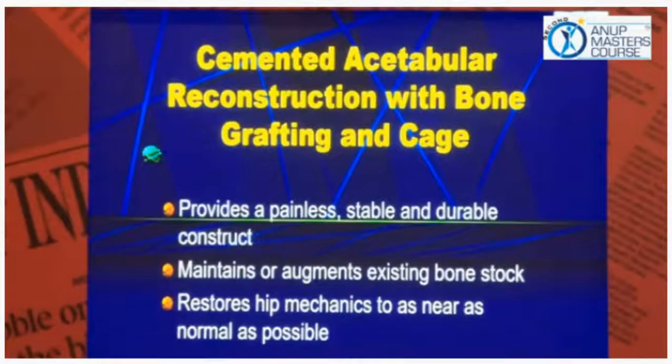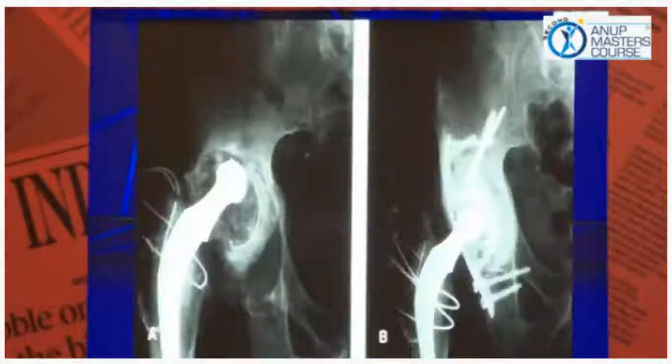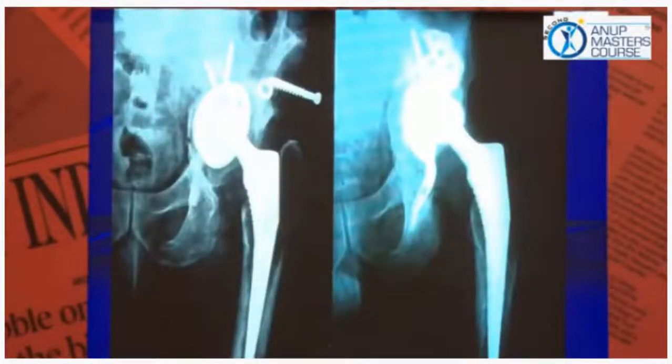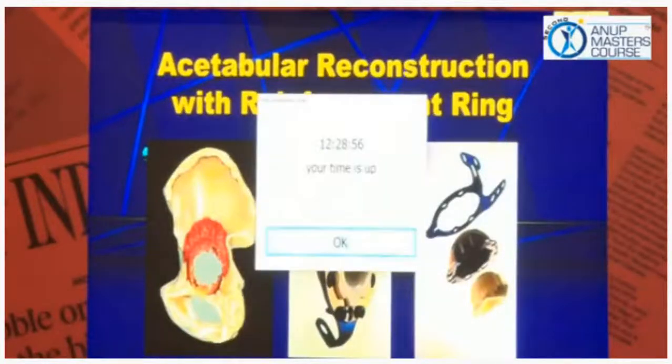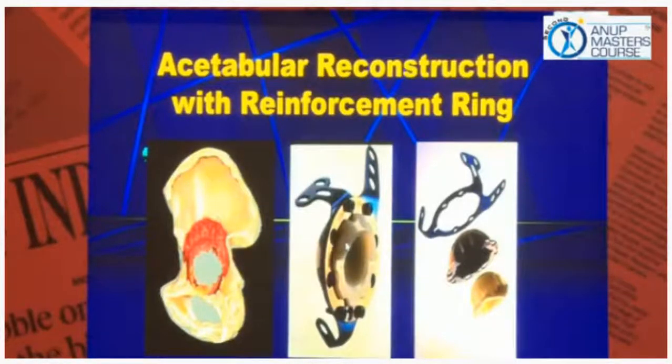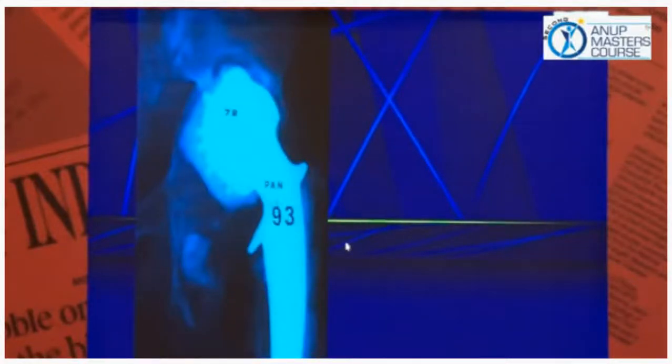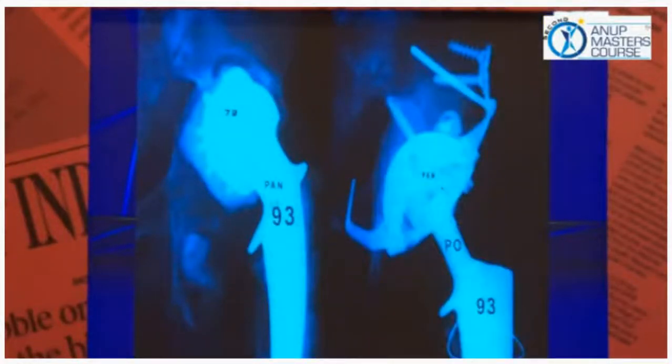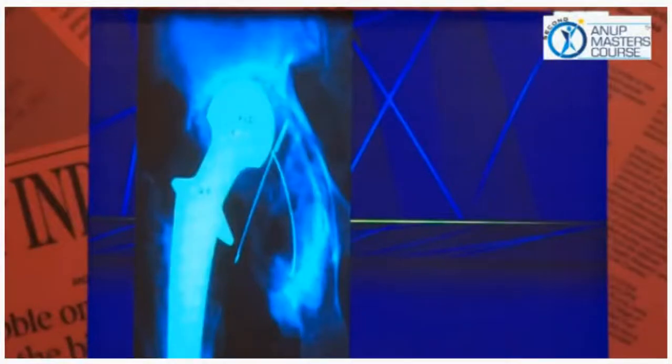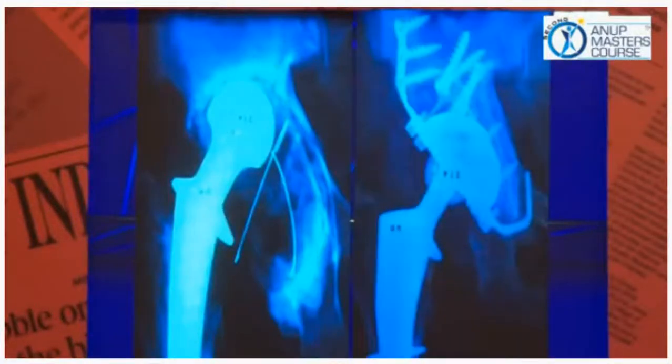Bone grafting and cages are generally on the decline, but in certain instances you may still need to use them, as in this example. Yet another example of a complex acetabular reconstruction with a cage. The rings may be used as well. Example here, treated with an octopus ring. Another severe acetabular defect with an octopus ring.